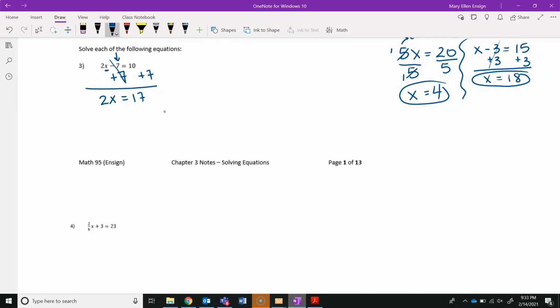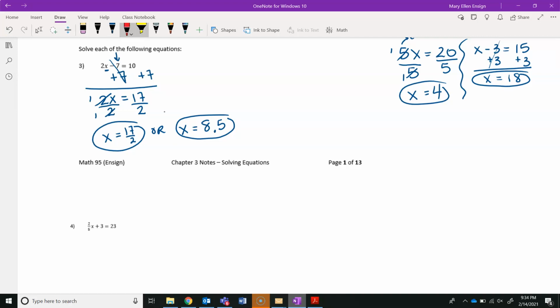I'm closer to having x by itself, but it's not completely by itself yet. So I am going to have to get rid of this 2. Well, 2 is being multiplied by x, so I want to do the opposite, or also I know I need to divide by whatever the coefficient is to get rid of it. So I'm going to cancel these out. They both equal 1. x equals 17 halves. That does not come out to an integer, okay? Or you could say x equals 8.5, whatever you want to call it. But leaving it as an improper fraction is perfectly fine.